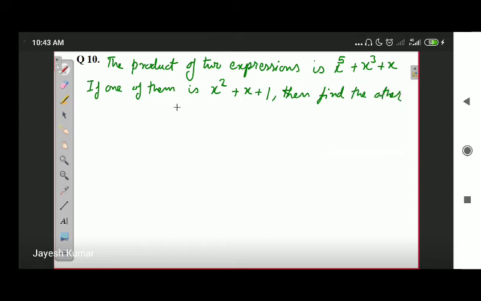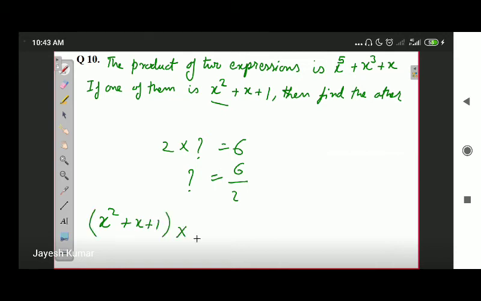It is the same like that. What is to be multiplied with 2 to get 6? Okay, so how do we do that? We divide 6 by 2. Okay, so in this case you have x square plus x plus 1. So the question is asking us what should we multiply with x square plus x plus 1 to get x to the power 5 x cube plus 1.